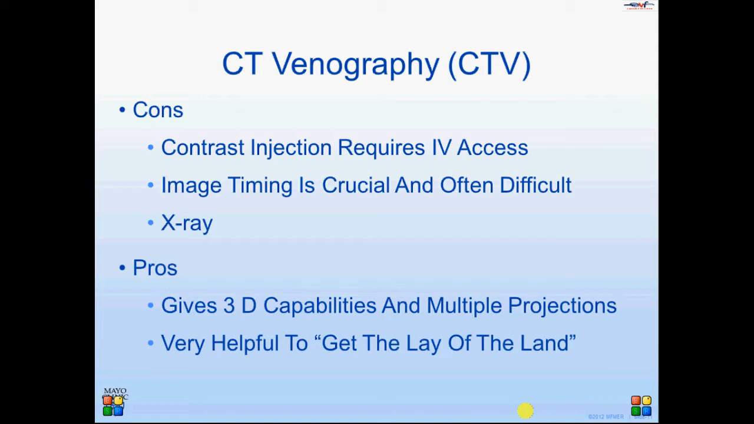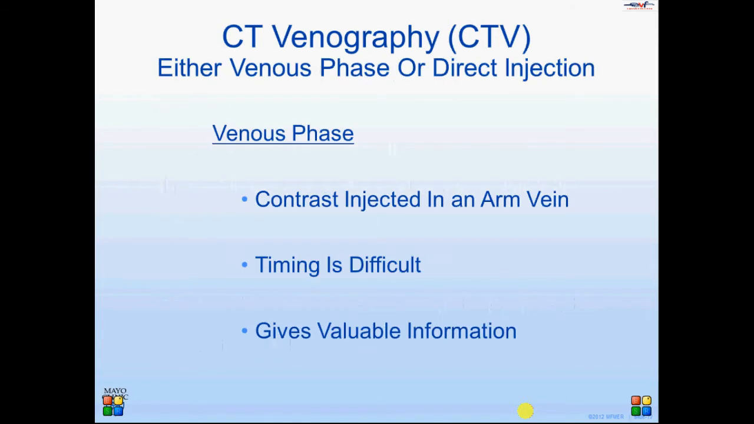It gives 3D capabilities, and you can look at the images from different angles. So in terms of planning procedures, it is very helpful. And it also gives a very good overview of the total anatomy of the iliac veins and the inferior vena cava, if you're thinking about procedures below the diaphragm. There are really two ways of doing this. You can inject the dye directly into an arm vein and wait for the venous phase. As I mentioned before, timing is difficult, but it gives very valuable information.